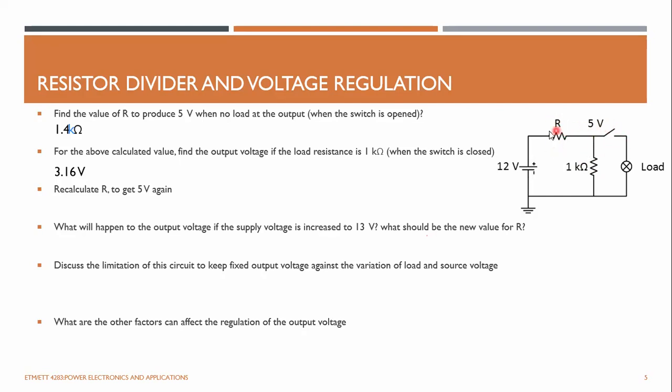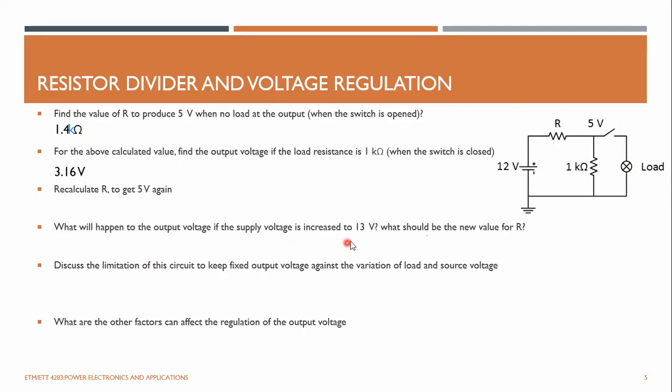no load is the 5 volts that you calculated, but when you load it, the voltage drops to 3.16. So you can change this R value to satisfy the load requirement. You can find this value, and then everything will run smoothly. You have your recalculated R here, so you get 5 volts when you load it.